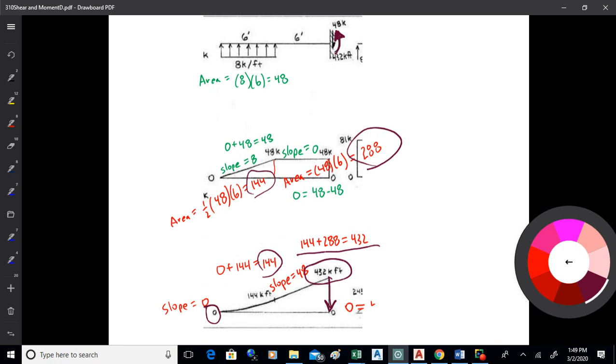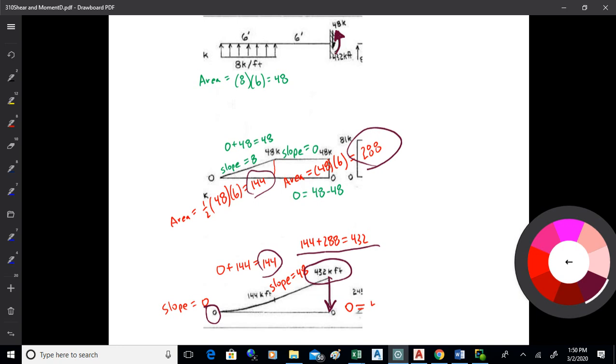All right. So there's the load to shear to moment on this. Do we got any questions on that? All good?